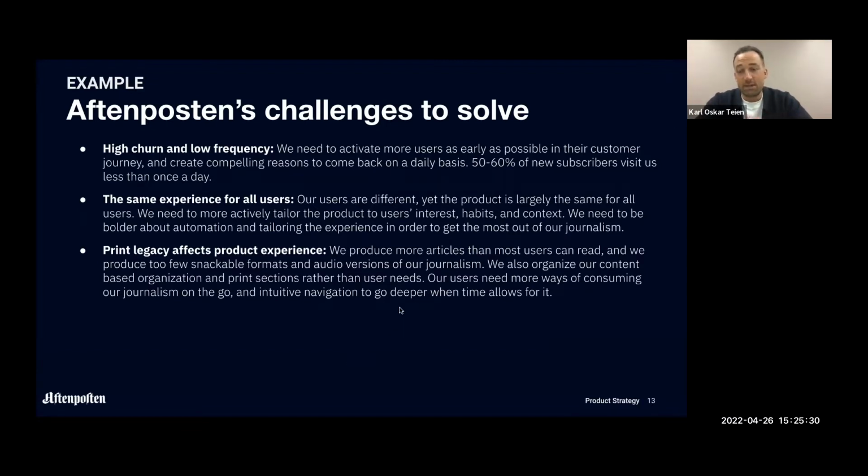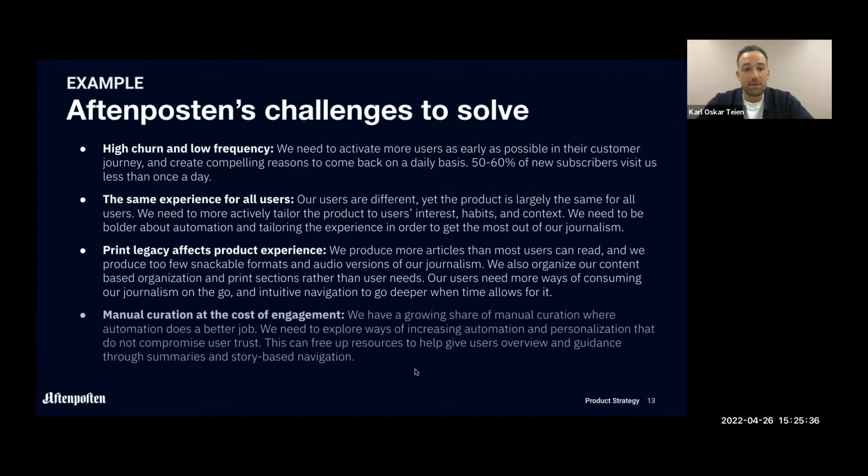So we see that print legacy affects us in more ways than that we're just distributing our content there. It really affects the way that we organize our journalism. Now, we also know that we have quite a large share of manual curation on the front page, and that might seem like no surprise to many of you. I'm sure many of you have a fully manual front page, but we know already from our experimentation that our front page performs better when we let the algorithm do part of that job.